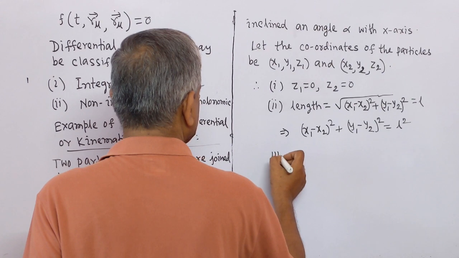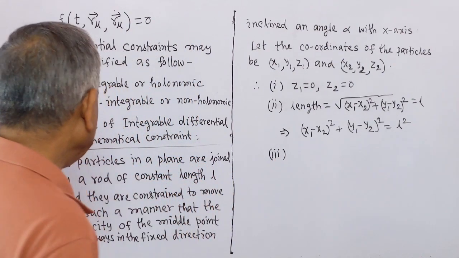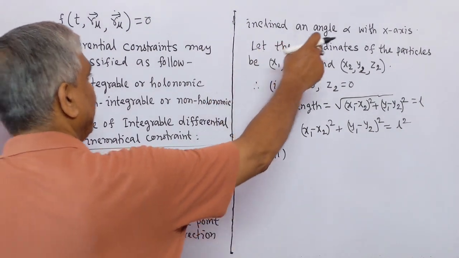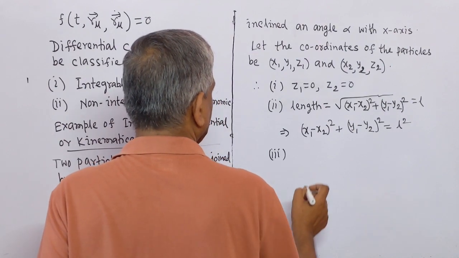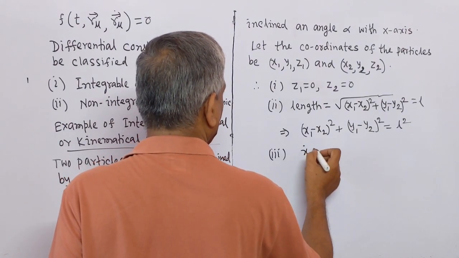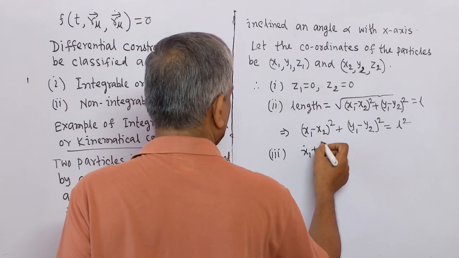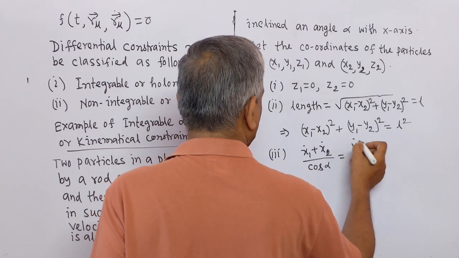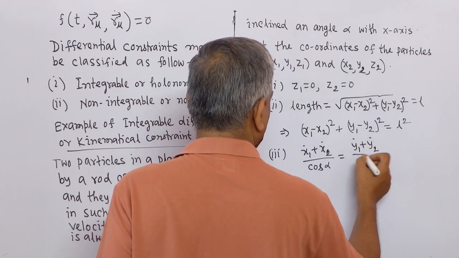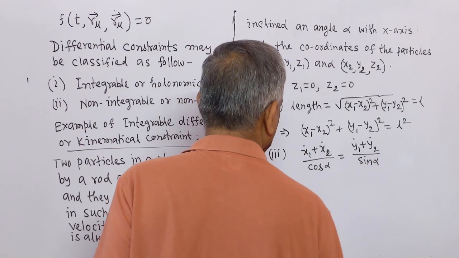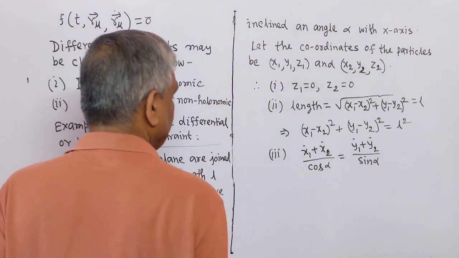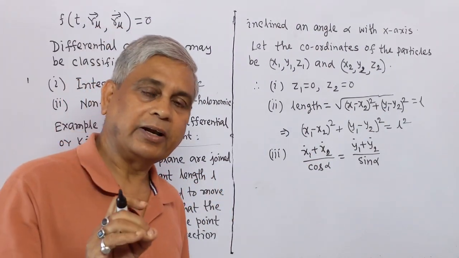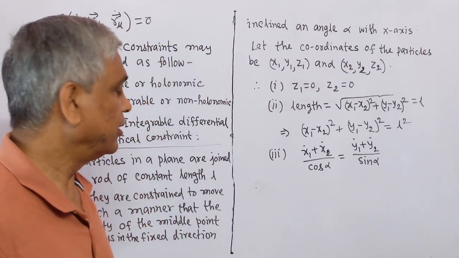Number 3, the middle point is always in the fixed direction, inclined at angle alpha with the x-axis, which implies (x1 dot plus x2 dot) by cos alpha equal to (y1 dot plus y2 dot) by sin alpha. Here the velocity vector is involved, therefore this is a differential constraint, but this can be made integrable.